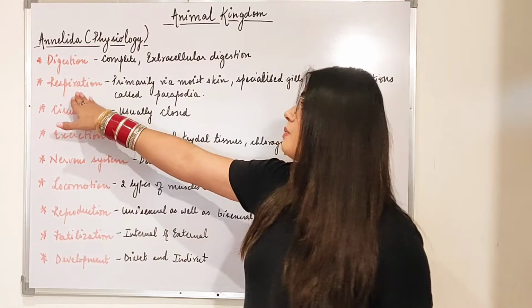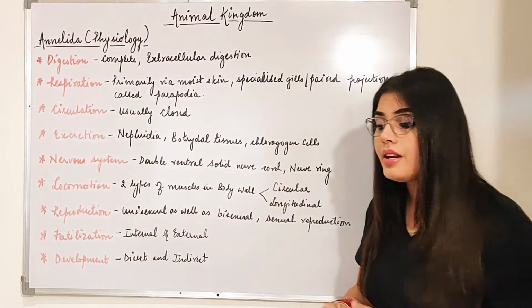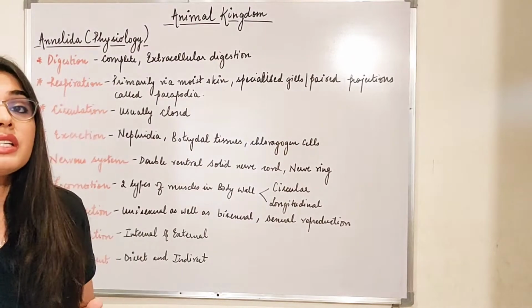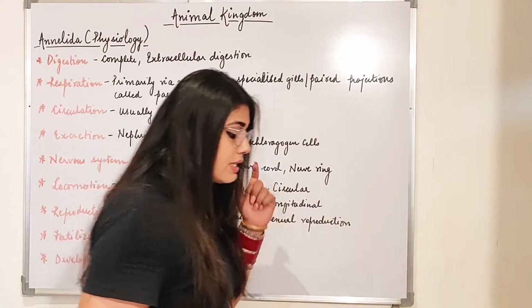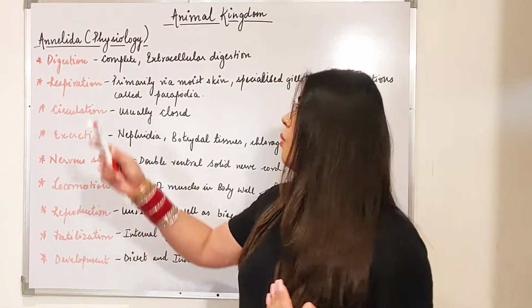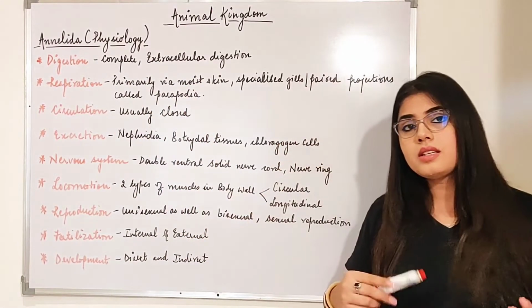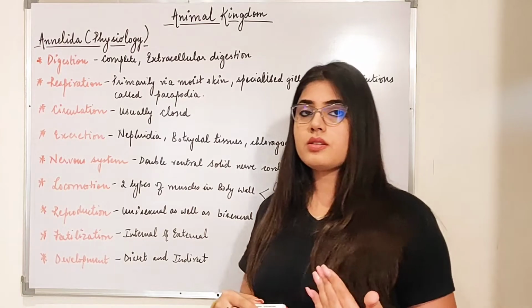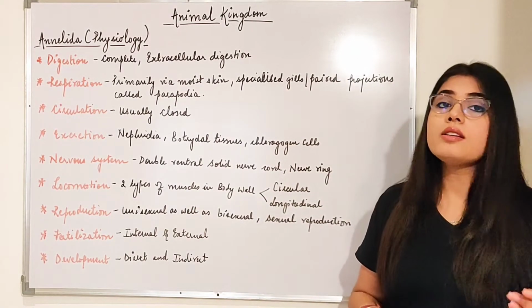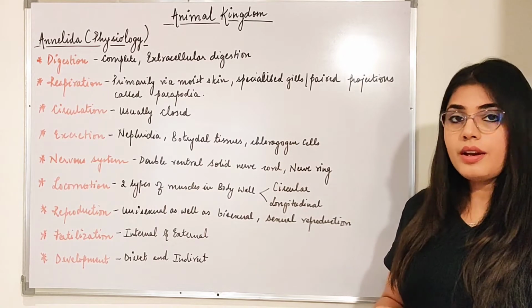Then next, respiration. What happens here? Respiration takes place primarily through moist skin. I have written the term primarily. That means in the majority of cases, moist skin is present, and through that the respiration process takes place. Like in earthworms, a moist cuticle is present for respiration.